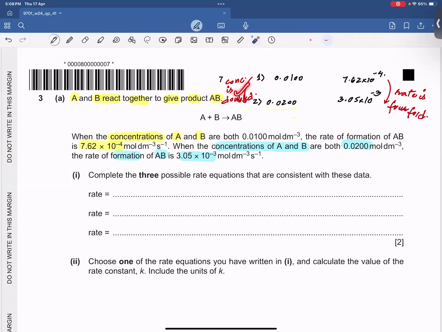So if concentration is doubled and rate is quadruple or 4-fold, then the order is second. We studied this, right? So from these two values we took this conclusion. If concentration is doubled and rate is 4-fold, then order is second. This means the reaction is second order overall.